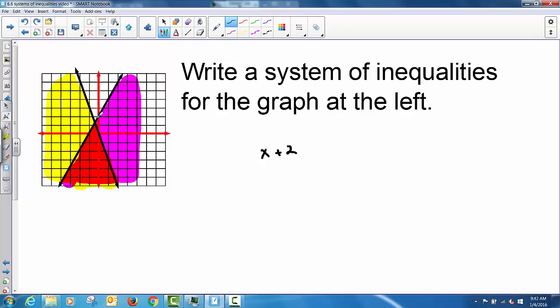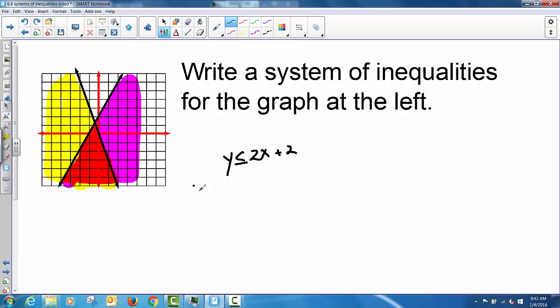Let's see. It starts here. And the next time that it intercepts the crosshairs is right here. So it went up 2 and right 1. Up 2 and right 1 is positive 2. Now, it's a solid line, so that means it's going to be or equal to. Now, where is it shaded? This line is shaded below, so that means it's going to be less than, okay?